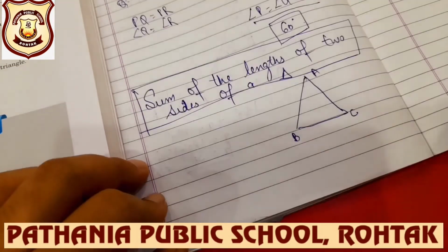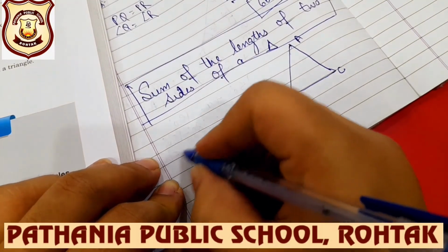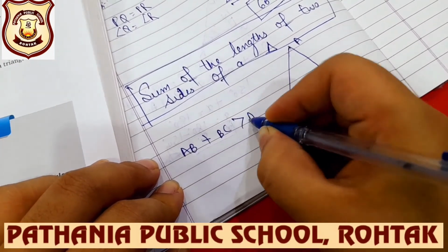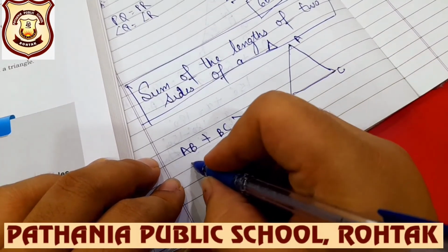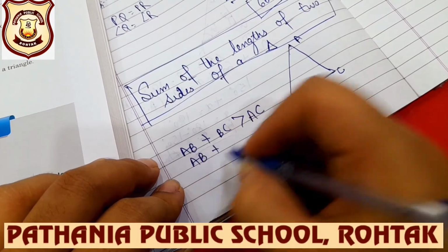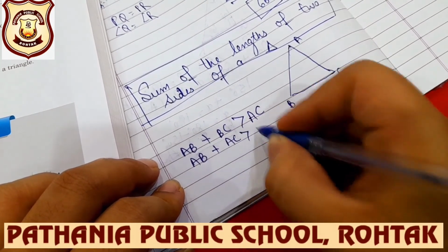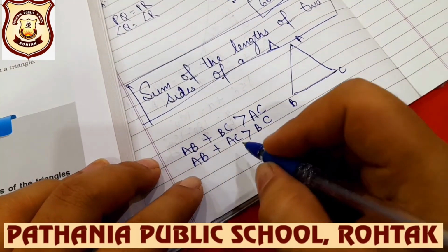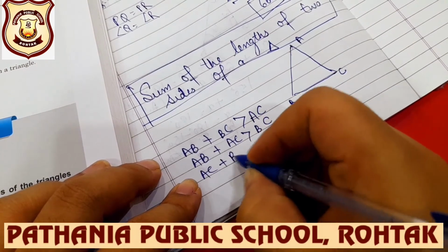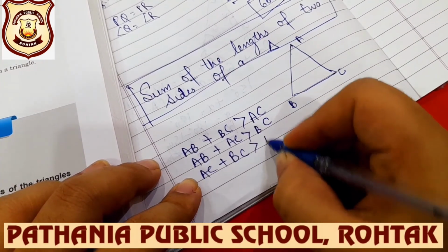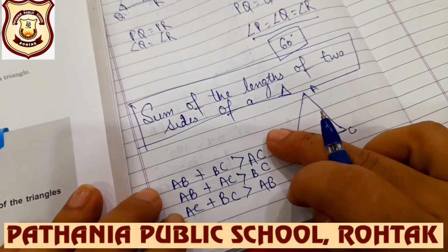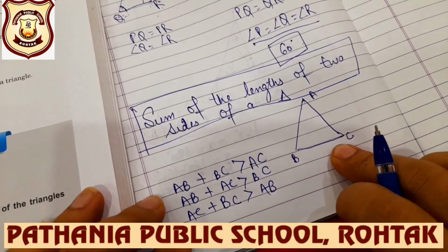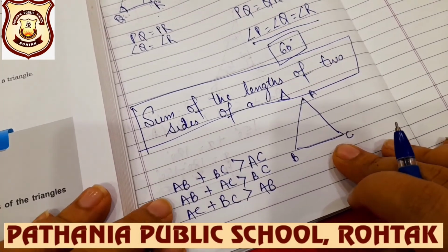then the sum of AB and BC must be greater than AC. This is the first condition. Second is the sum of AB and AC is greater than BC, and the third one is the sum of AC and BC is always greater than AB. So if all three conditions are satisfied, then only the triangle can be formed. Otherwise you can't form a triangle.